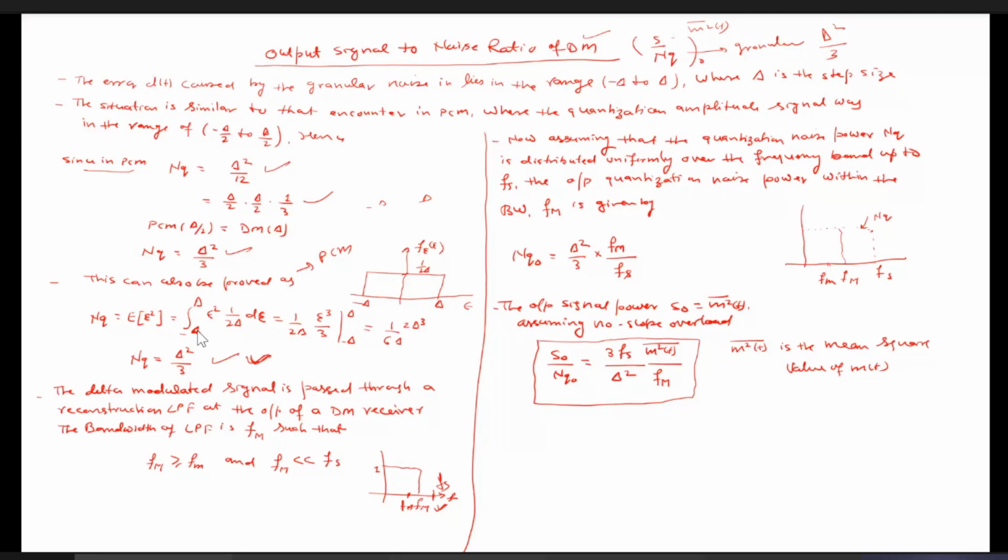Whereas the low pass filter we take at the receiving side has a bandwidth of F_M. Because of that, it reduces the effect of the quantization noise at the receiving side of the delta modulation. And for that reason we use the low pass filter at the receiving side.